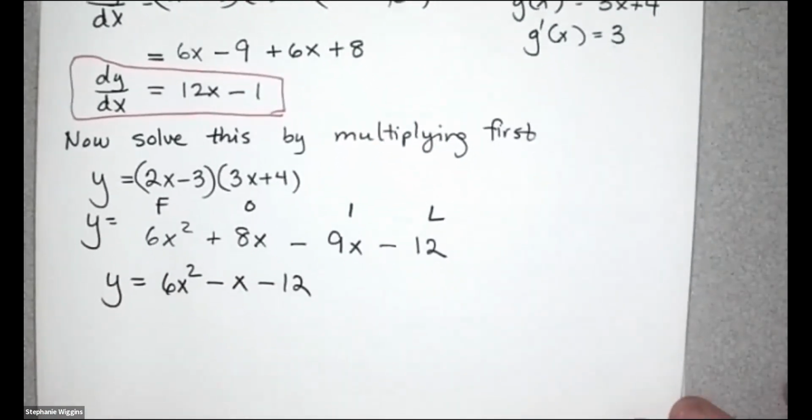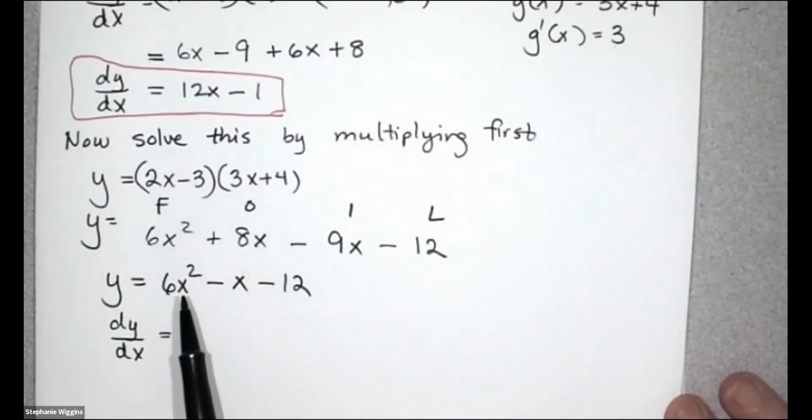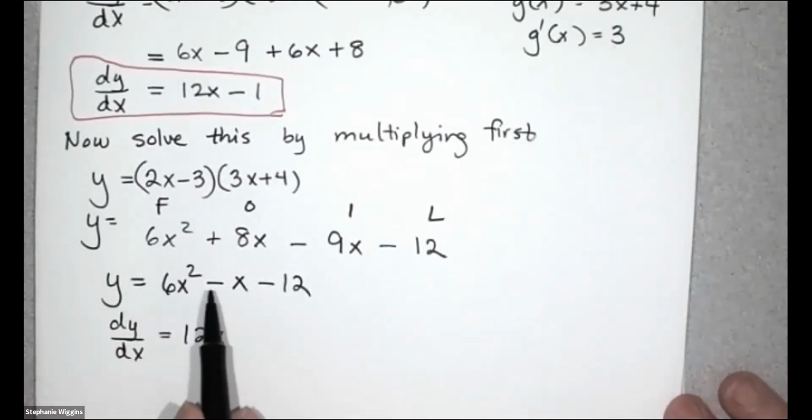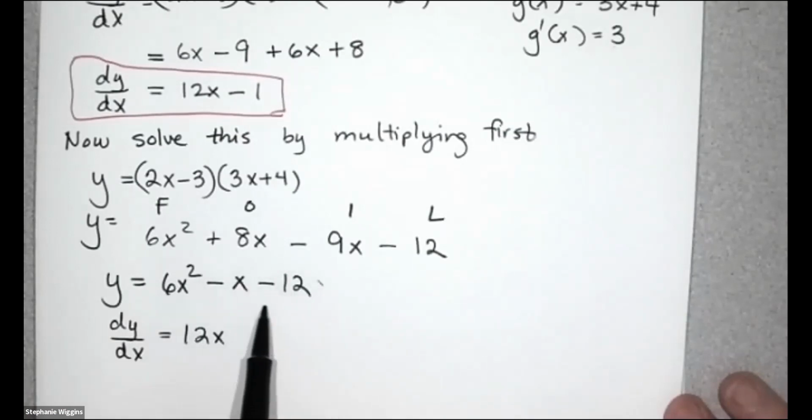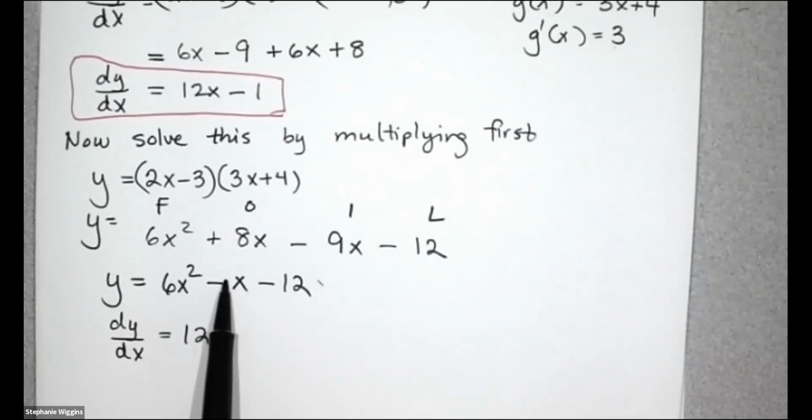Now I take the derivative, and instead of using the product rule, because I've already done the product, I'm going to just use the power rule here. So 2 times 6 is 12x. And then this is the linear part. The derivative of the constant is 0. Here, the slope is negative 1. So taking the derivative of the linear function, negative x minus 12, I get negative 1.